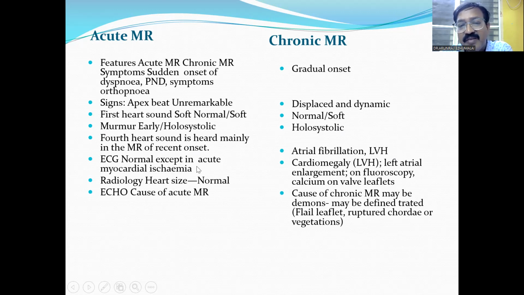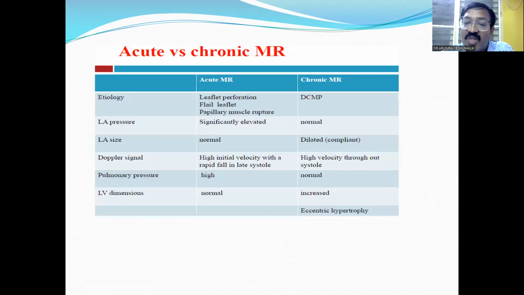ECG will also be normal, except in MI, where the patient may have ST elevation. Heart rate should be normal because this is acute MR, no cardiomyopathy. Causes of acute MR are like papillary muscle rupture or acute MI, those things. Here, left ventricular enlargement, and leaflet abnormalities, like diffuse leaflet involvement, ruptured chordae tendineae or regurgitation, all this may be seen in people. So this is how to differentiate acute and chronic MR.